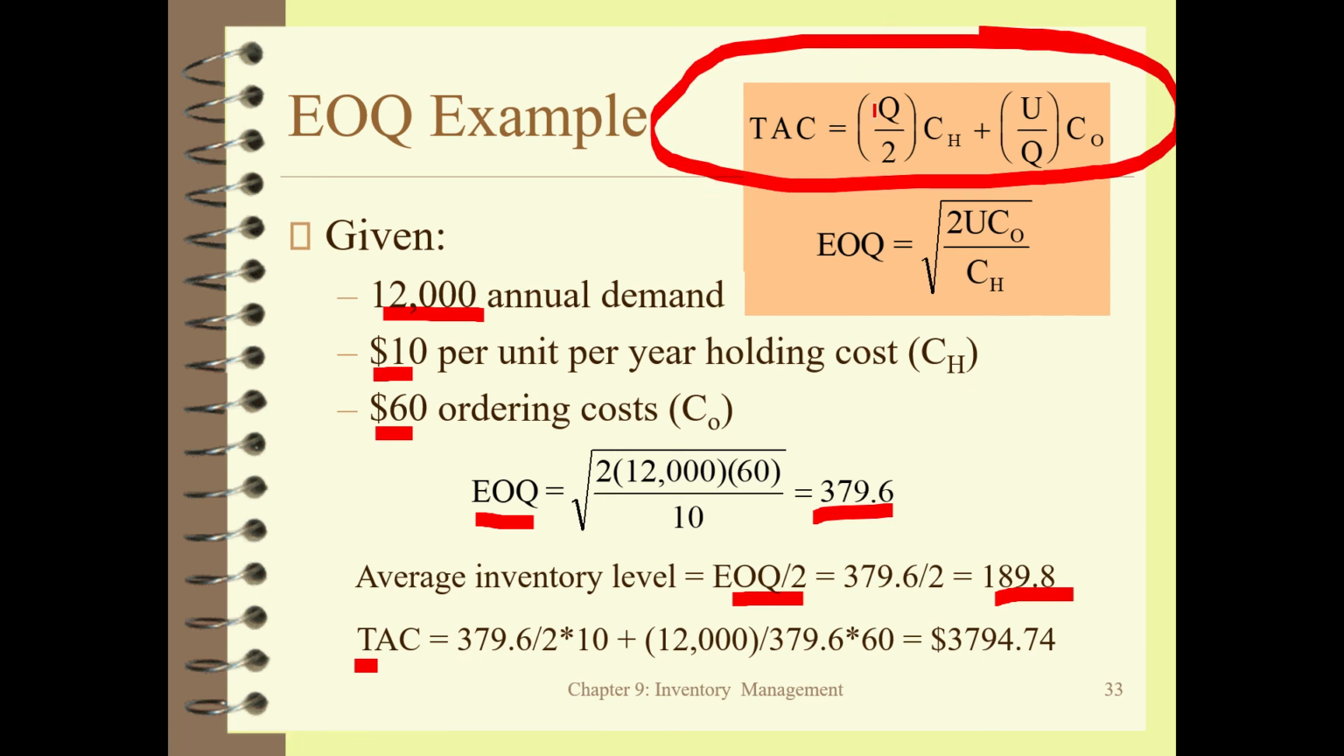And total annual cost according to this formula, the Q will be substituted by EOQ, that is this amount, 379.6 divided by 2 multiplied by CH, CH is 10, plus U is 12,000 divided by Q, Q is again 379.6, and multiplied by CO, CO is 60. So the lowest total annual cost, we got this amount.